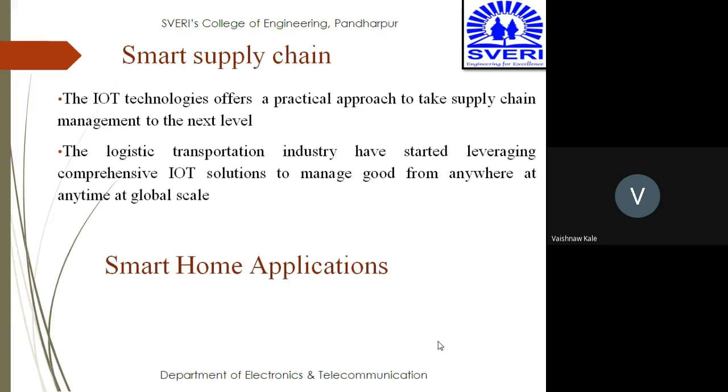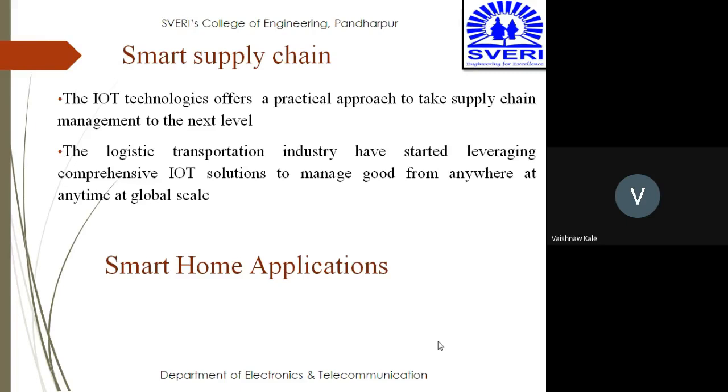Then smart supply chain. Now the IoT technologies offer a practical approach to take supply chain management to the next level. Obviously, this has to be done in such a way that the supply chain is made smart, by taking it to the next level. The logistics and transportation industries have started leveraging comprehensive IoT solutions to manage goods from anywhere and at any time at a global scale. This is also because of the smart supply chain.